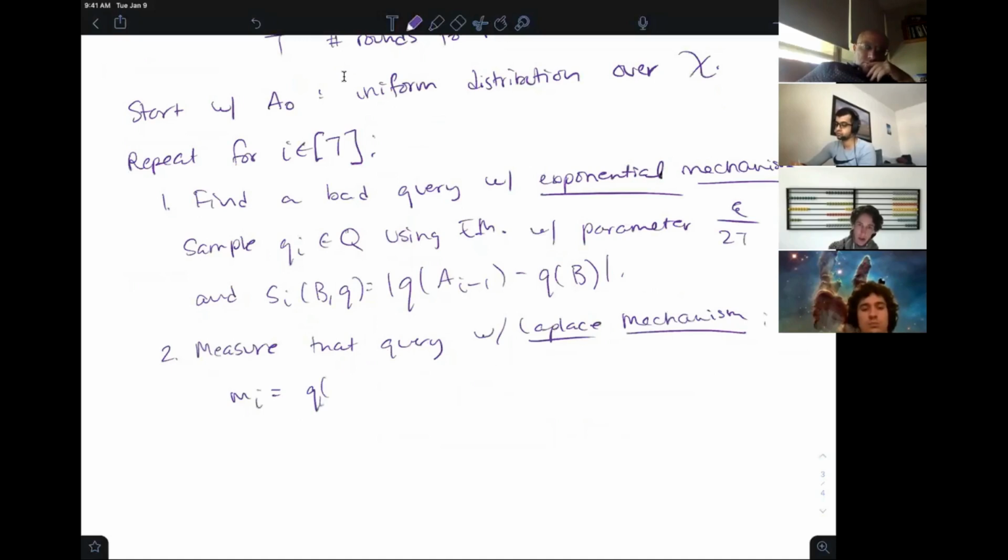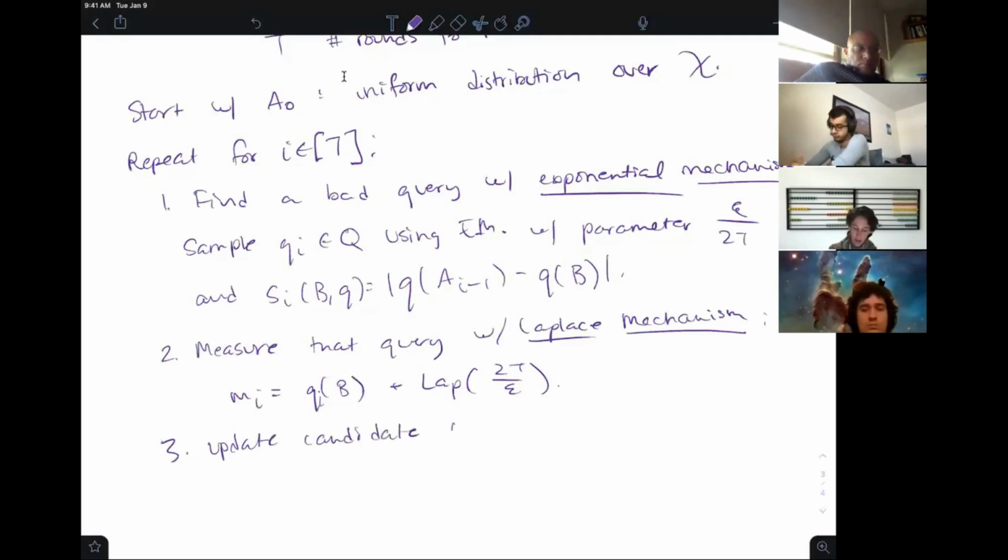So I measured the true value of that query on the true data, and then I add Laplace noise. It's so fun to use the tools you've already built. And now I'm going to use that information to improve my candidate output data. So I'm going to update using the multiplicative weights idea.